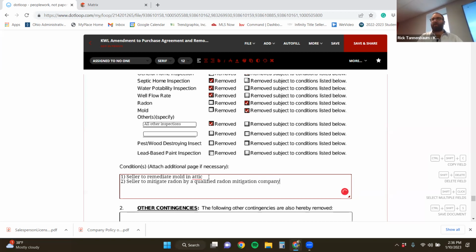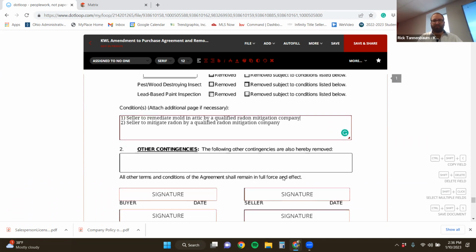So they're getting rid of the radon by a qualified company. I would probably say the same thing for the mold. Don't just send some uncle up there in the attic with a bottle of bleach. Get it done by a qualified company.